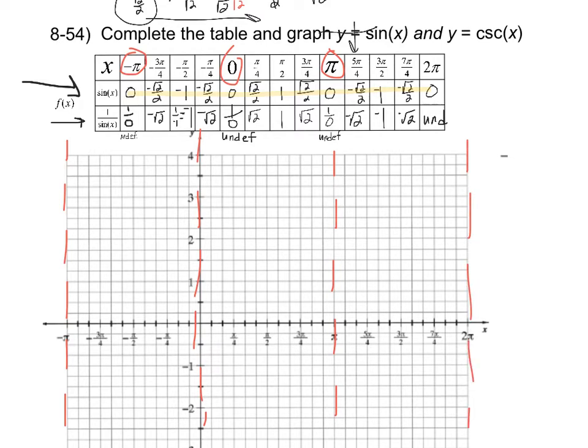Now I also know that at the pi over 2's, my output is either 1 or a negative 1. So at a negative pi over 2, I'm at a negative 1. At pi over 2, I'm at 1. At 3 pi over 2, I'm at a negative 1.